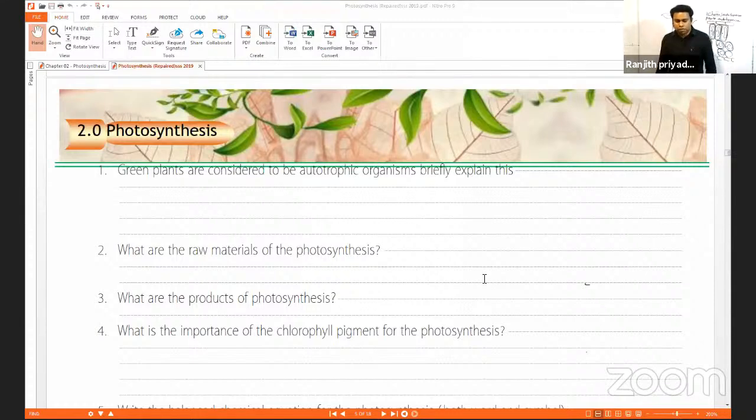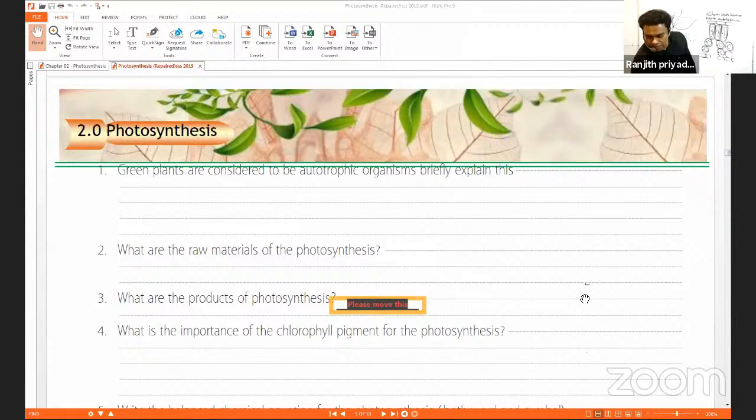Therefore CFLs are used. Efficiency can be increased further. How? You can use blue light and red light. Even if we give white light, okay, I'll show you that in the next step.